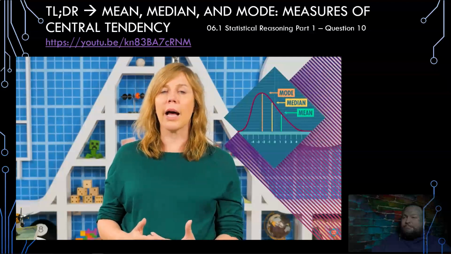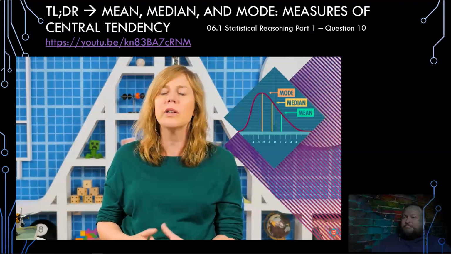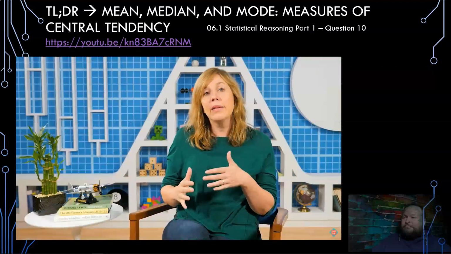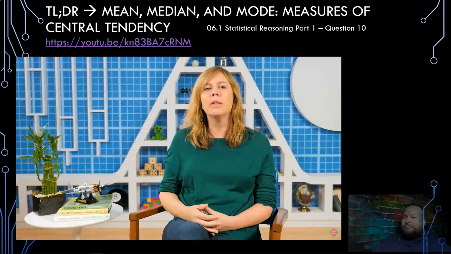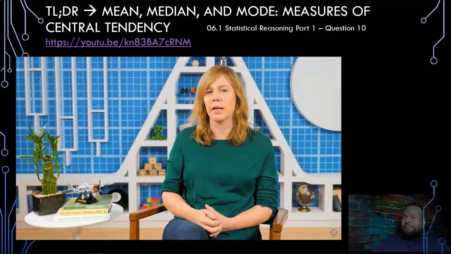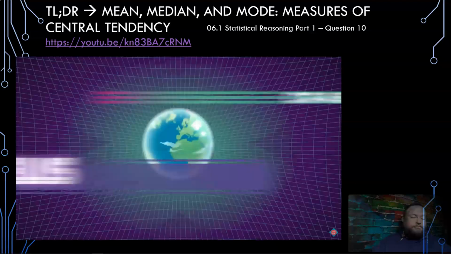So if the mean is a lot higher than the median and mode, that tells you there's a value or values that are relatively large in your data set. And a mean that's a lot lower than your median and mode tells you there's a value or values that are relatively small in your data set. Let's go to the news desk.